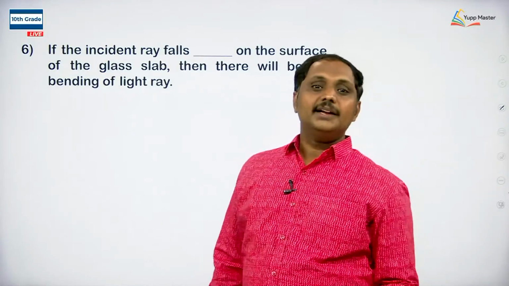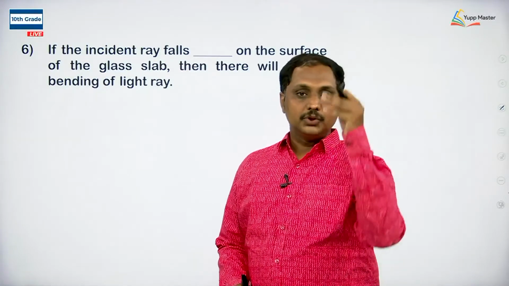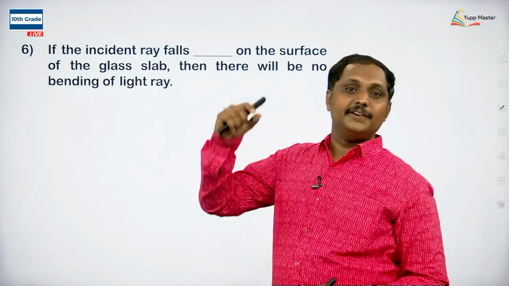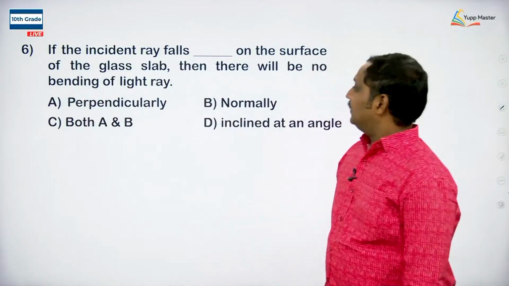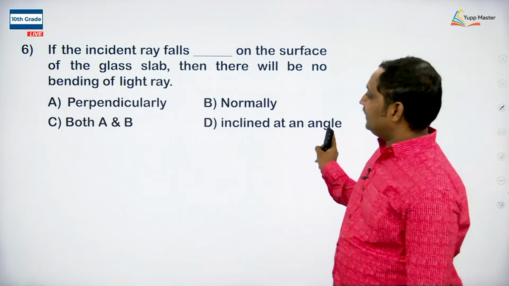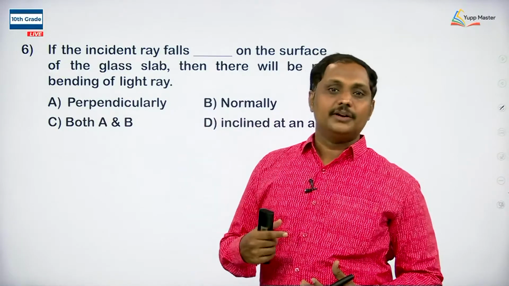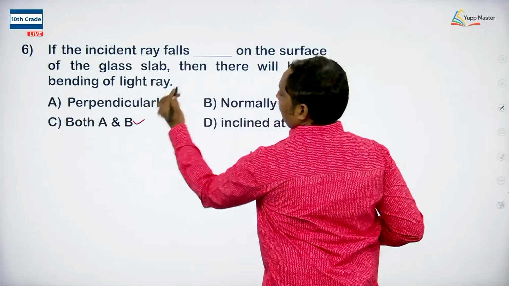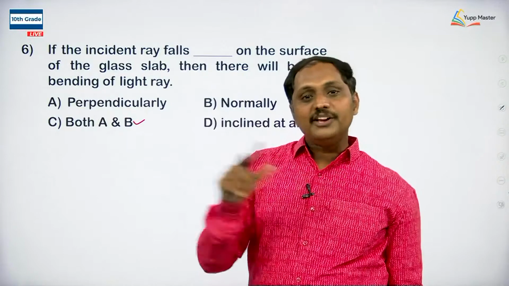Then angle is also one criterion. If you have normal incidence, that is, the light ray has been incident normally, perpendicularly on the transparent surface. At an inclined angle it is not correct. Inclined angle other than 90 goes for deviation. So, both A, perpendicularly and normally, are correct. In case of normal incidence, there is no deviation of the light ray.